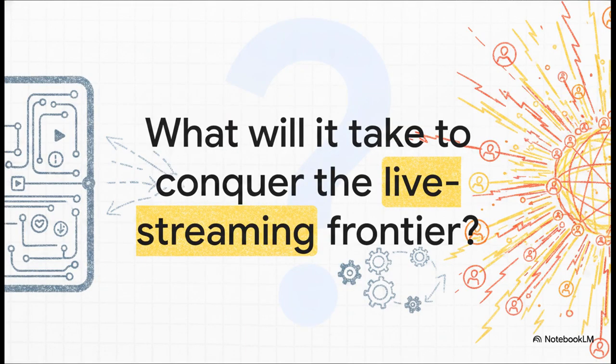Which leaves us with this final, somewhat provocative thought. Netflix spent well over a decade building a flawless, predictive, highly localized architecture for on-demand content. It's a marvel. But live streaming? That plays by entirely different rules, demanding real-time, global consensus. So, as we look at the engineering marvel that exists today, we really have to ask ourselves, if on-demand streaming took a decade to perfect, what incredible engineering breakthroughs will it take to conquer the live streaming frontier? I guess we'll just have to wait and see.